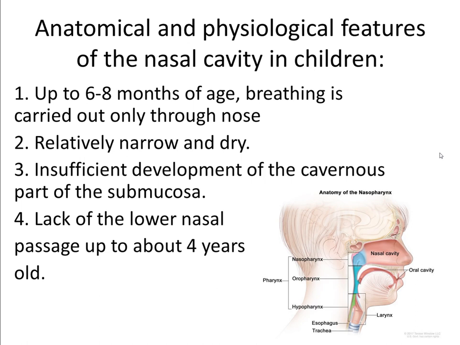First of all, up to 6 to 8 months of age, breathing is carried out only through the nose. The nose is relatively narrow and dry. The second anatomical feature is an insufficient development of the cavernous tissue of the submucosa and lack of the lower nasal passage up to about 4 years old.